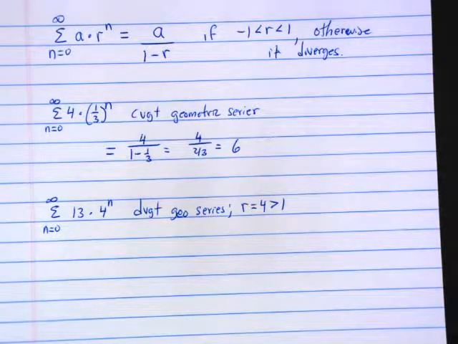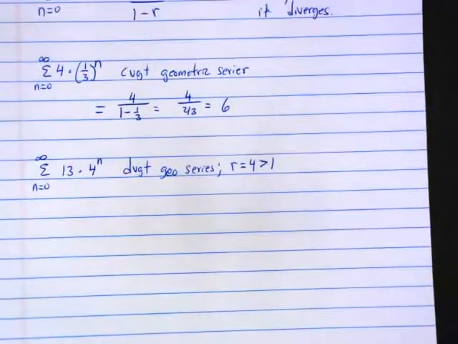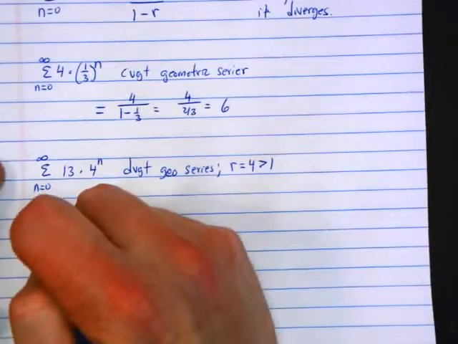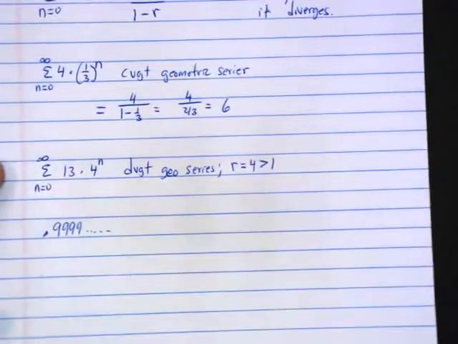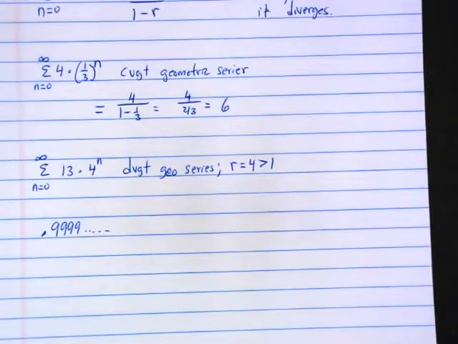Questions on that one? How do these get hard? I don't know. How about 0.9999 going on forever? How much is that?